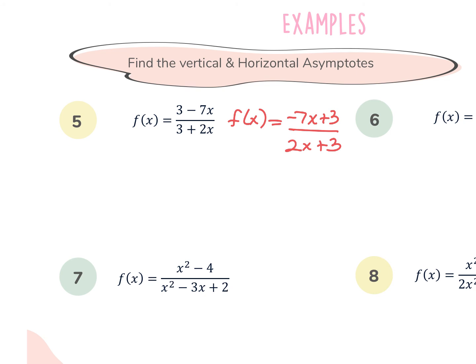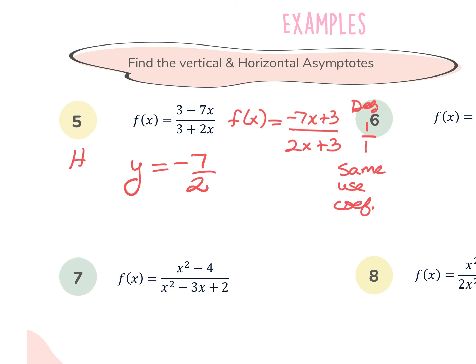So for the horizontal, we look at the degree. The degree of the first one is 1. The degree of the second one is 1. When the degrees are the same, we use the coefficient. So the coefficients here are -7 and 2. So y equals -7 over 2. Both of the degrees are the same, so that's your horizontal. Let's try number 6 horizontal.